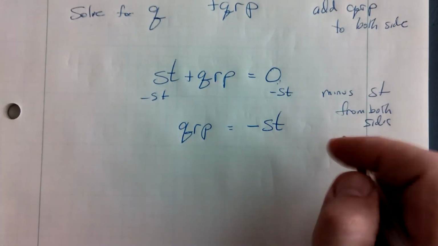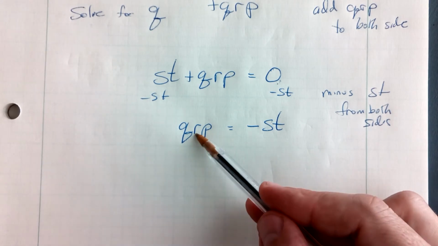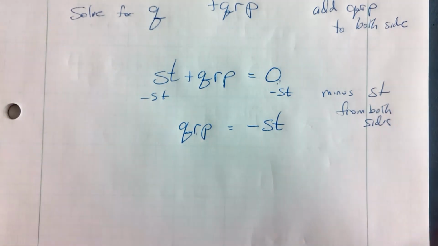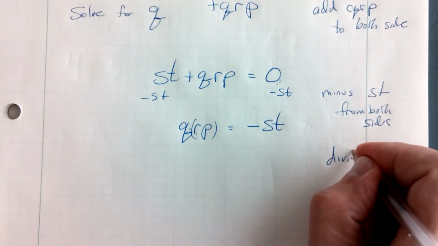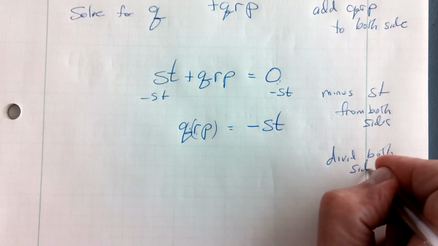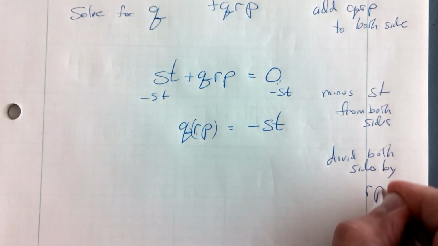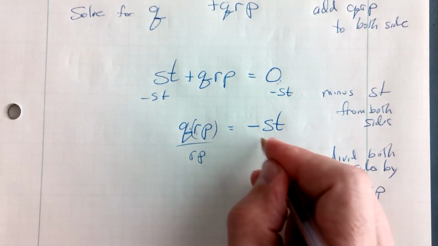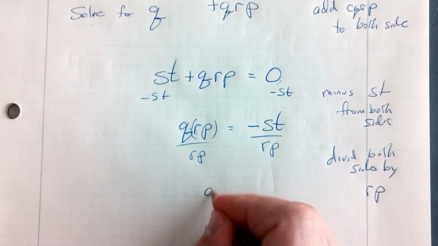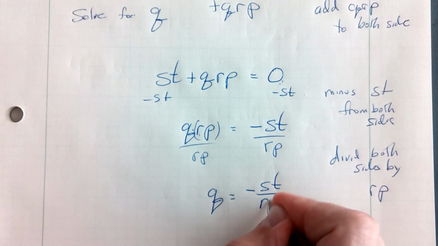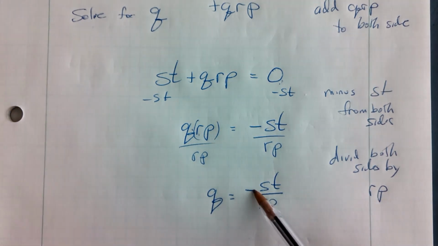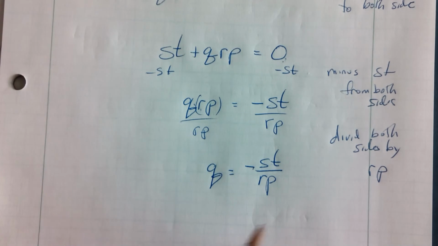And then I could divide by R and then divide by P, or just remember that I can think of R and P as a single thing, and I can divide both sides by RP. So divide by RP, divide by RP, and I get Q is equal to a negative ST over RP. Now also remember the negative symbol doesn't matter if it's in front of the numerator or in front of the denominator or out in front of the fraction. So that doesn't really matter.